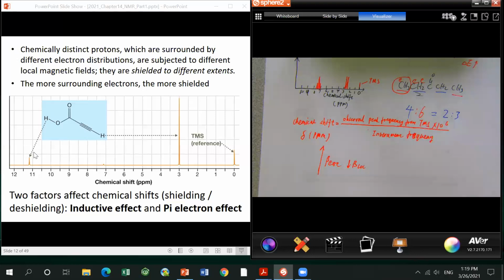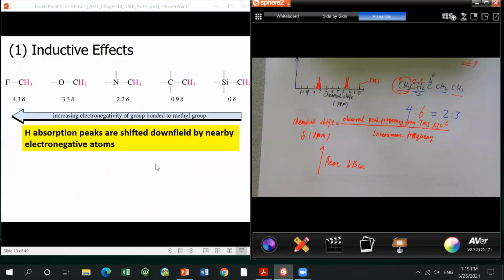Going into more detail, two factors affect the chemical shift, the shielding here. One is the inductive effect, and the other is called the pi electron effect. We talk about them one by one. First, the inductive effect. We just compare all of these CH3 groups.